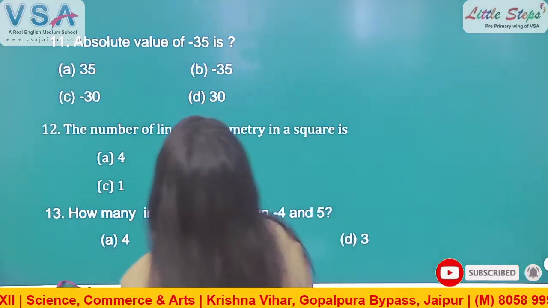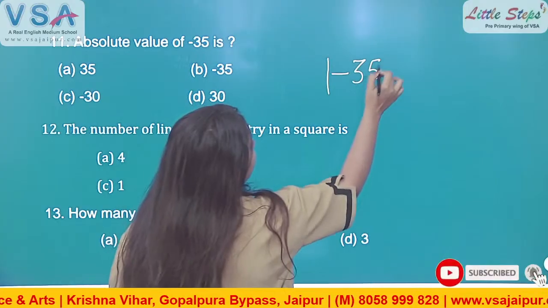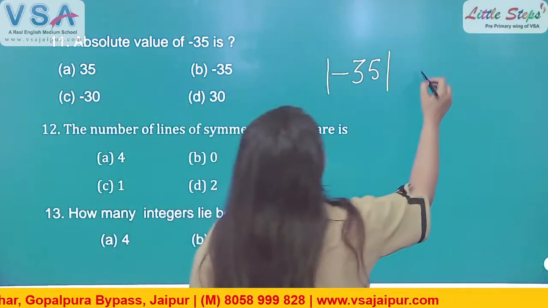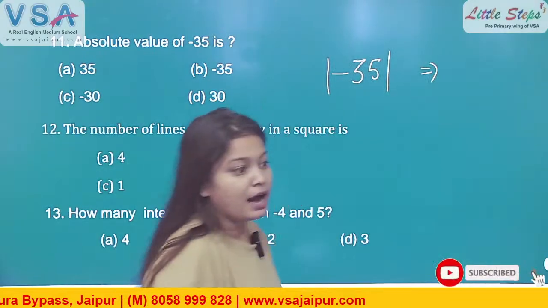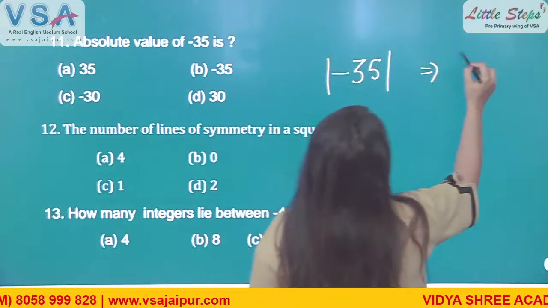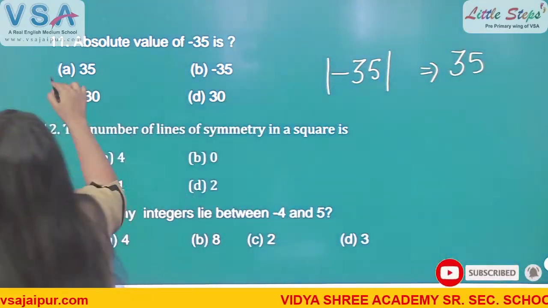11th, the absolute value of minus 35. We have negative 35. We can solve the absolute value using the 2 perpendicular lines, and after taking the number out of the 2 perpendicular lines, we have a positive number, that is 35. The answer is option A, 35.